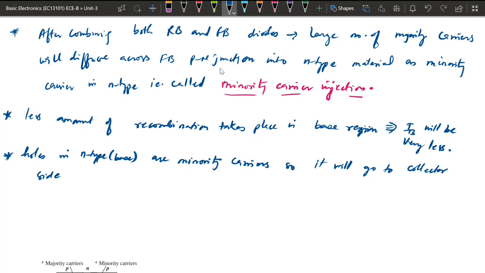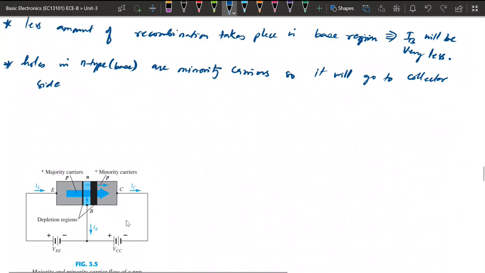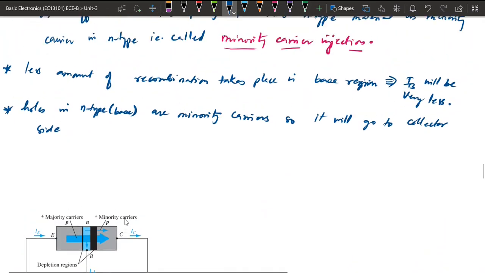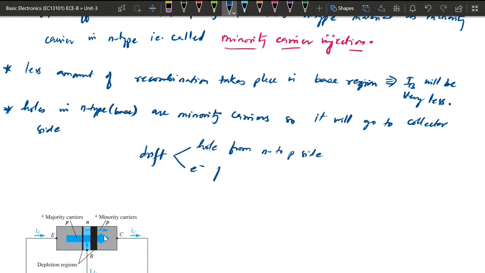Okay, so this is basically because of the drift. Why? Because in the reverse bias case we are applying the reverse bias voltage. Because of this, the drift will be crossing this barrier junction. So in the reverse bias case, drift will be taking place. Here this drift will be such that holes from the n region will go to the p side, and electrons from the p side will go to the n side.